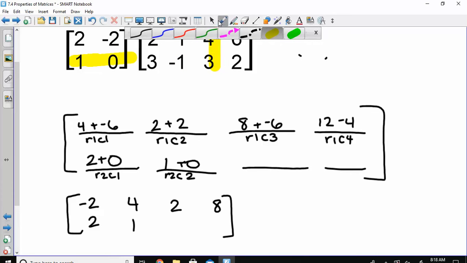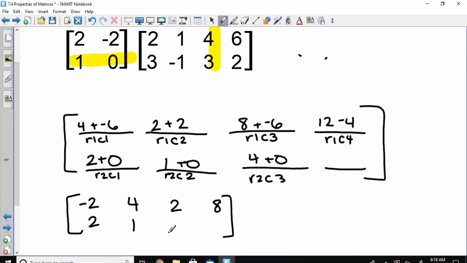Row 2, column 3. We get 4 plus 0 is 4. And then row 2, column 4. We get 6 plus 0, which is 6. Is everybody understanding how we get these? Okay. I'm going to give you guys one to do.